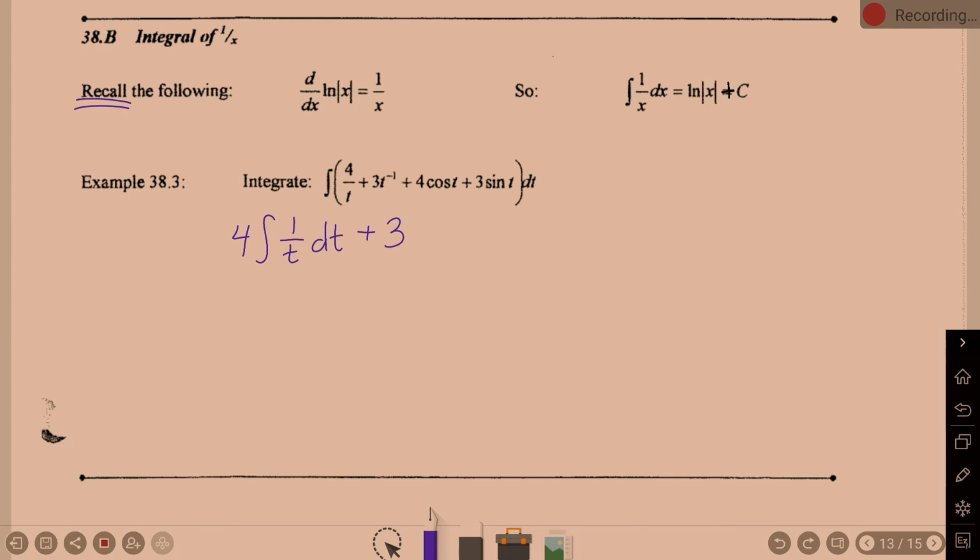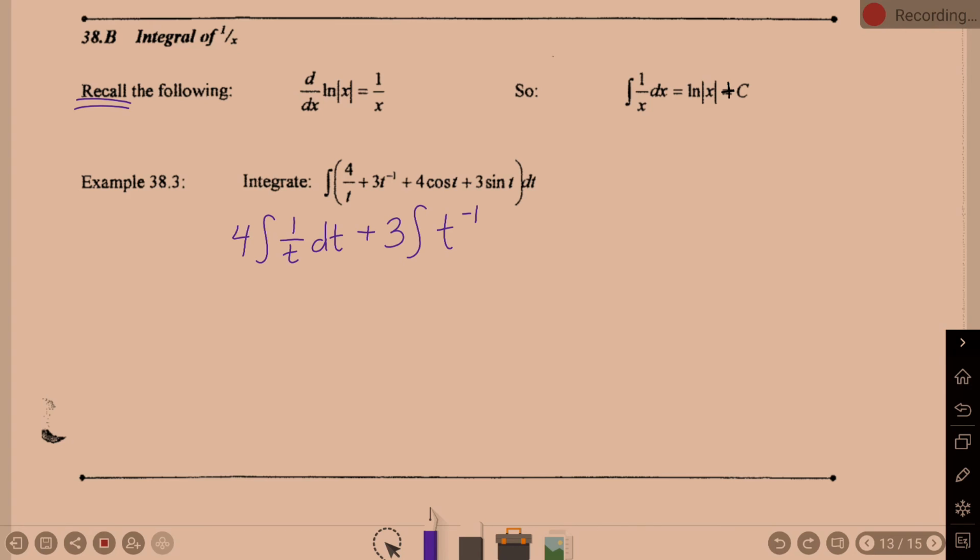Plus 3. I put the 3 out front, integral, t to the negative 1. So this gets interesting. Because if you leave it like it is there, you get a denominator of 0, right? This is how I kind of remember the rule, in the form 3t to the negative 1. If I leave it as t to the negative 1, my brain does not process at that moment that it's actually 1 over t.